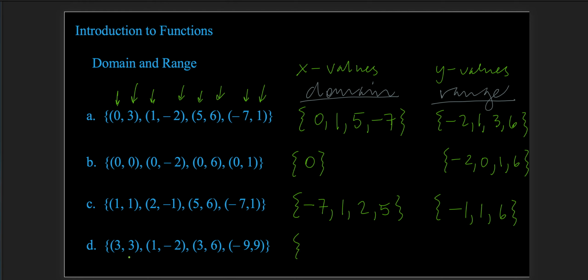For this one, you might want to pause the video and just try this. You should maybe have paused it before and tried them yourself and see how you do. So we have 3, 1, 3, -9. So -9 first, 1, and then 3, and that's it because the 3 repeats. And then for the range, the y values, we have 3, -2, 6, and 9. So that will be -2, 3, 6, 9. And that's how you do those.